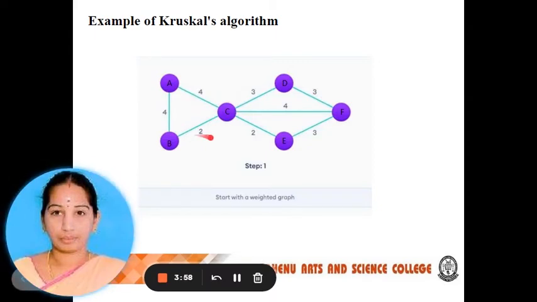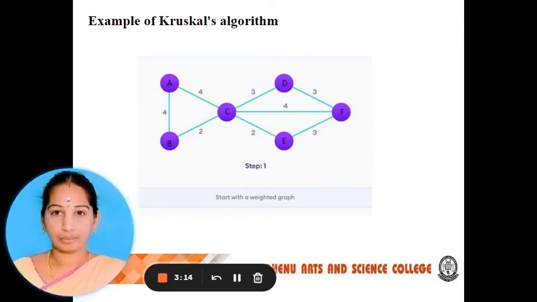The minimum weightage value is 2: B to C and C to E. So first write B to C and C to E. The next value is E to F, and the next one is D to F. The third one is C to D. Then A to B, which has the fourth weightage value, then A to C, and at last C to F. This is the way we write vertex pairs in ascending order with the help of the weightage values.